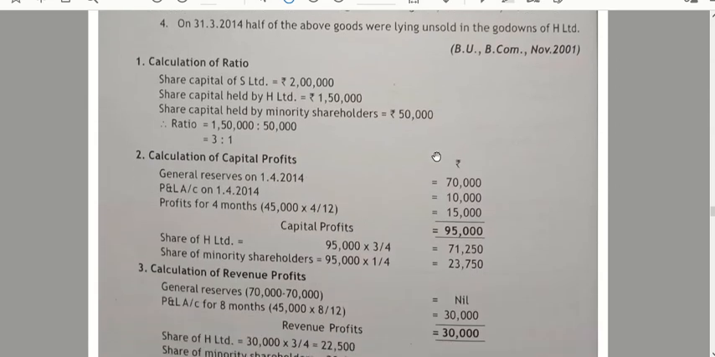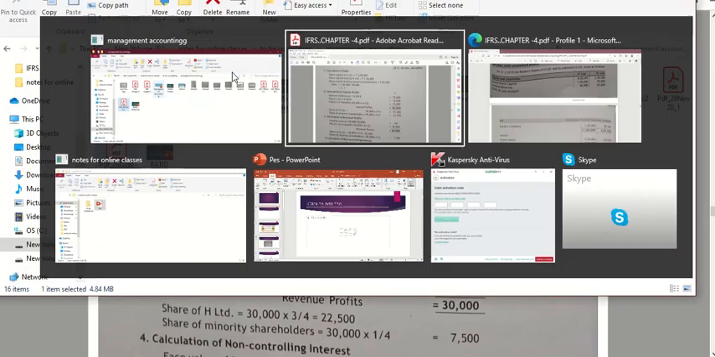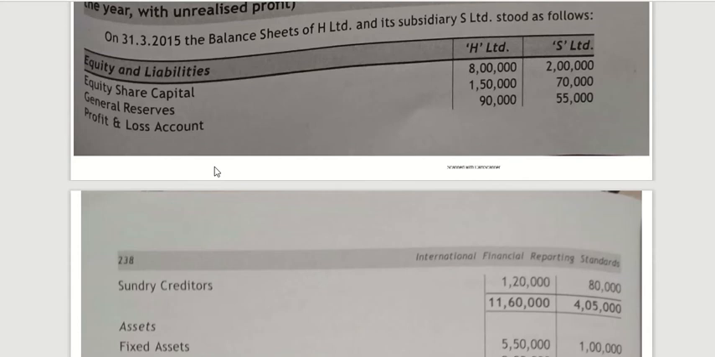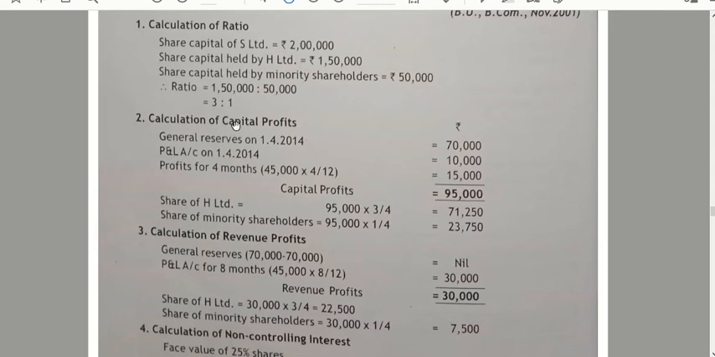Calculation of ratio. The share capital of S Limited is 2 lakhs. The share capital held by H Limited is 1,50,000 and the share capital held by minority shareholders is 50,000. So 1,50,000 is to 50,000, so 3:1. Because they have not given the face value of shares, we do not know the number of shares.